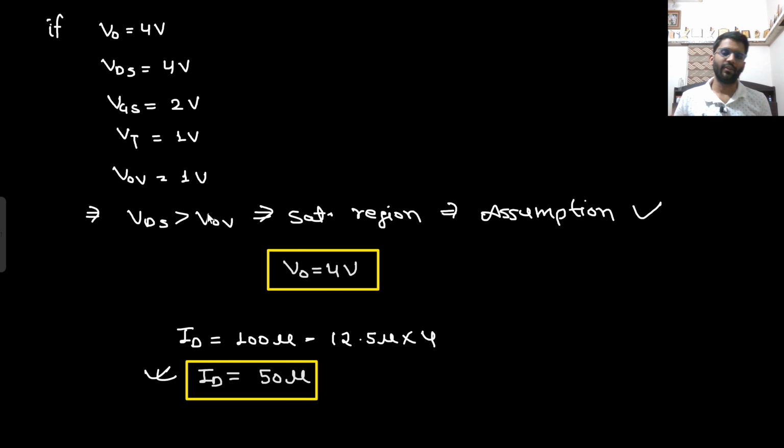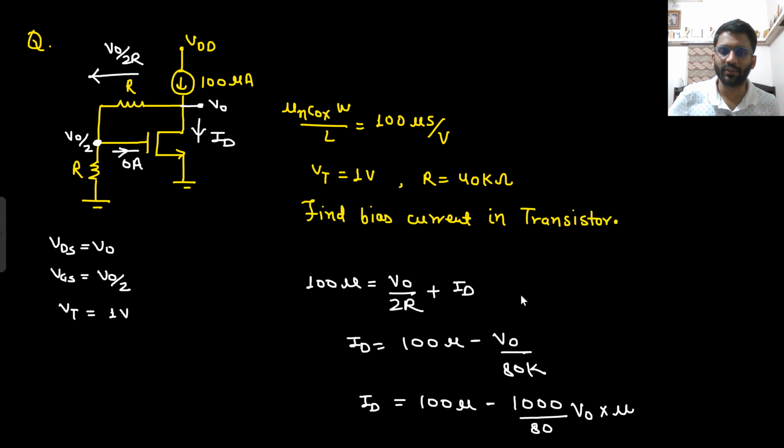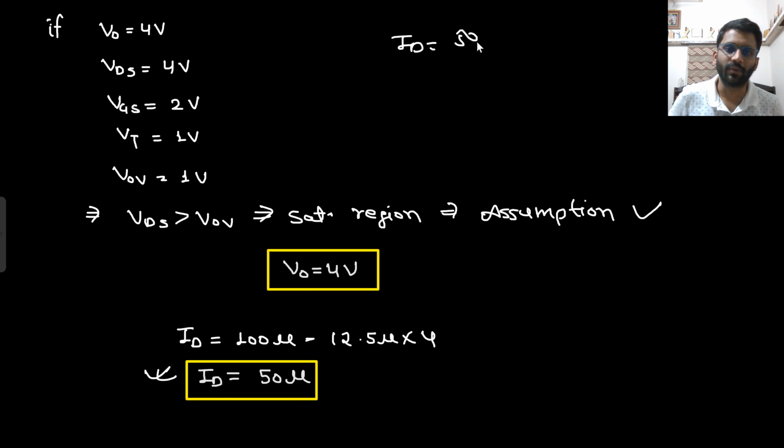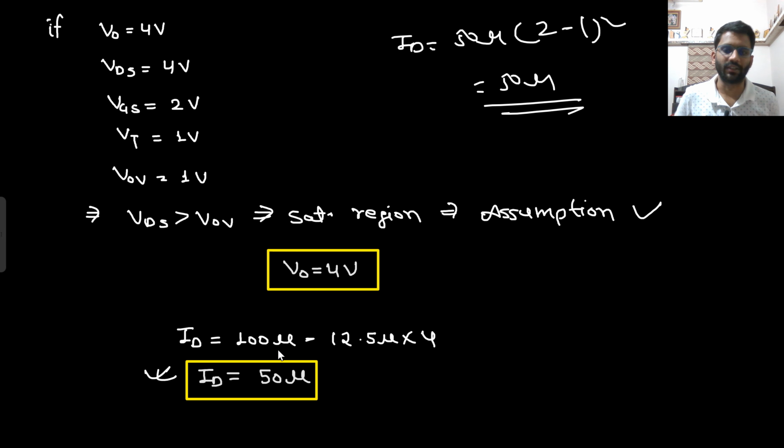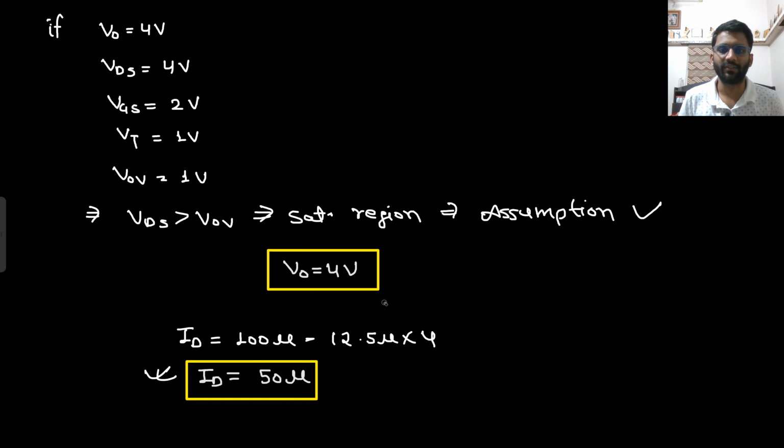Or after getting the V naught value or VGS value, you can find it by the expression as well. This expression: ID equals mu n Cox W by L, by 2. So mu n Cox W by L by 2 will be 50 micro only, into VGS minus VT squared. VGS is 2, VT is 1. So from here also you will get the 50 micro answer. Right? So very easy, well and good.